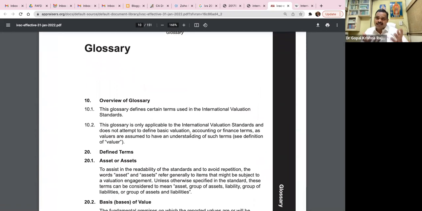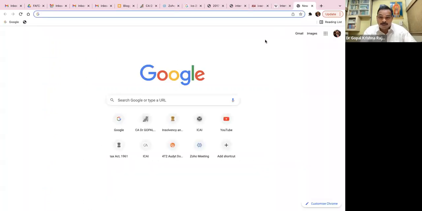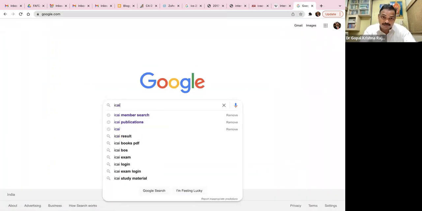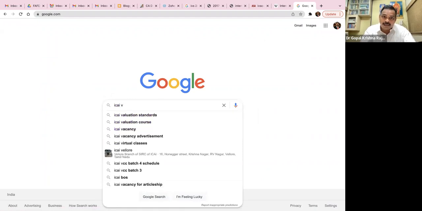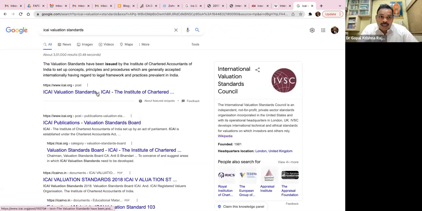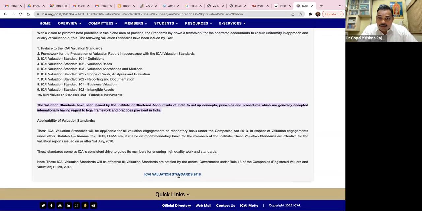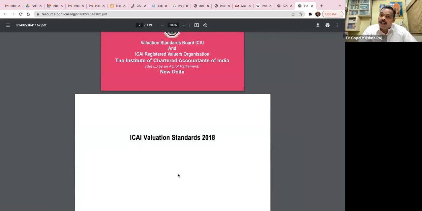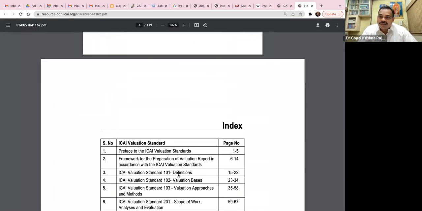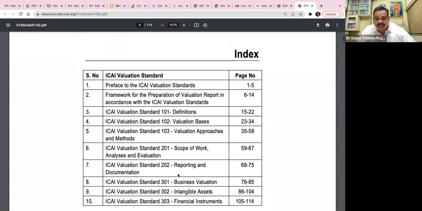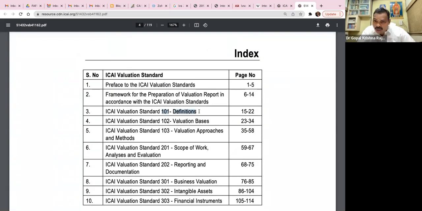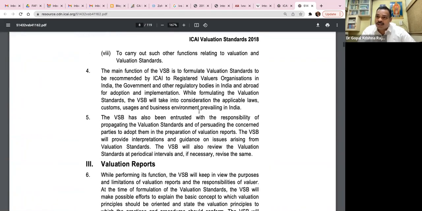Now, what is this definition? Why is it so important? Yes, important. And I want to make one observation with respect to the ICAI valuation standard. In the ICAI valuation standard, you will not be surprised. Why? Because they have a separate standard for definitions. So here it is the glossary, there it is Standard 101. You will be surprised actually.